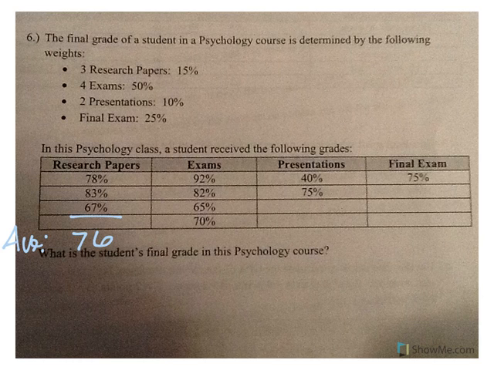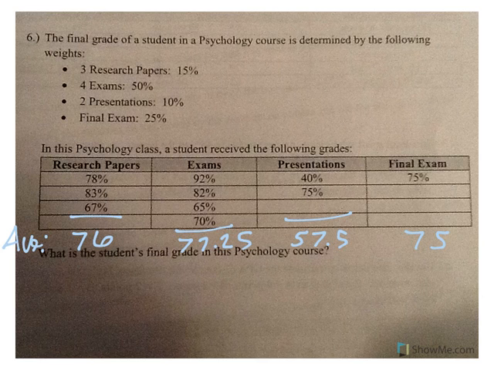We're just finding the average. So for the exams, I add the 4 exams together, divide by 4, and I have a 77.25 average on exams. Presentations, add those up and divide by 2, and I have a 57.5% average on presentations. I only have 1 final exam, so that stays the same.